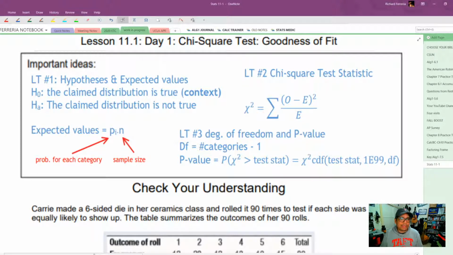not by the observed counts. Now, the chi-square test statistic, this is just a fancy way of writing what we already did. You're going to add together all the observed minus expected squared over the expected.